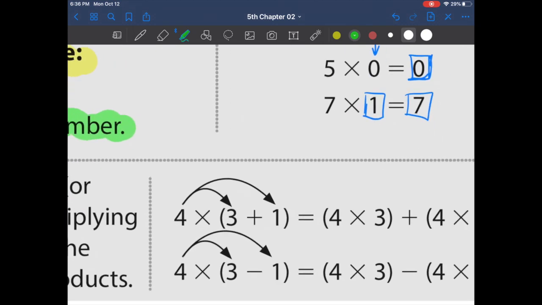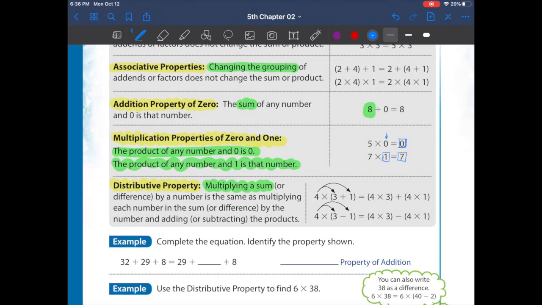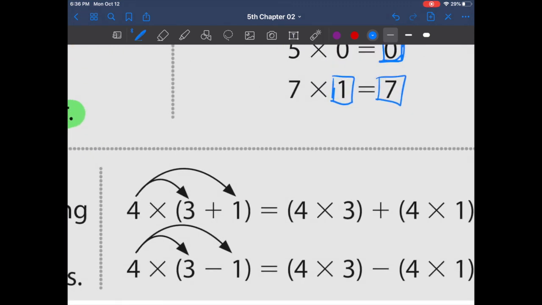Okay, so I'll give you guys an example of what that means. Now moving forward, I want you guys to remember that parentheses usually means multiplication, but that'll make more sense in 6th grade, 7th grade, and 8th grade. All right, so let's think about the distributive property. 3 plus 1 is what? 4. And then 4 times 4 will get us what? 16, right?